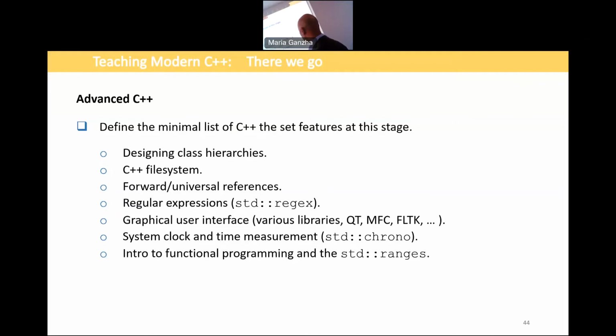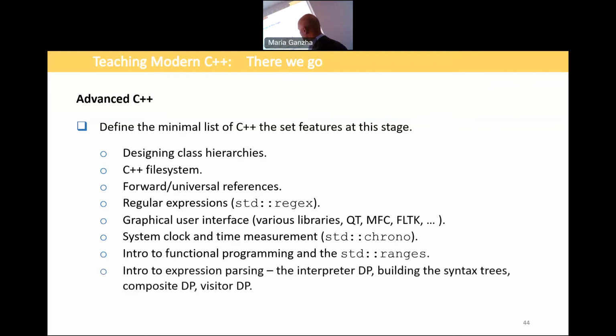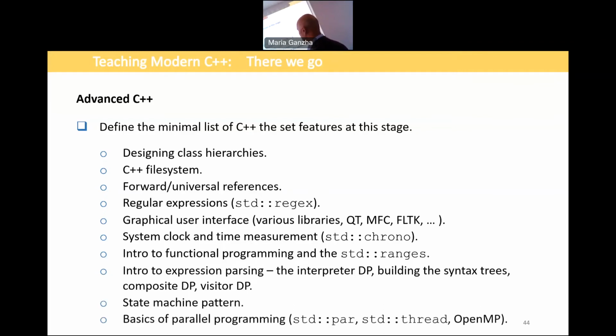Intro to functional programming, ranges, expression parsing, interpreter, for example, how to build the trees, composite, design pattern, visitor. So this form system just came as an example of the state machine part. Basics of parallel programming. This is the last stage of what we have in this three-semester program.